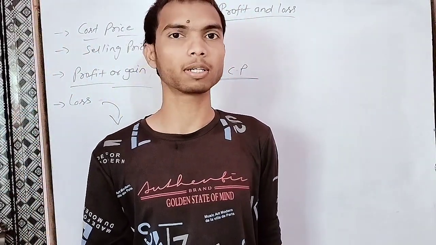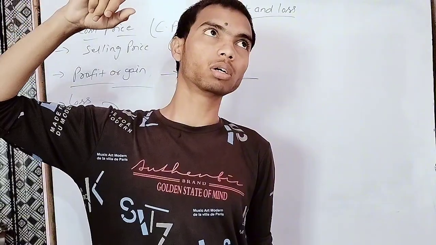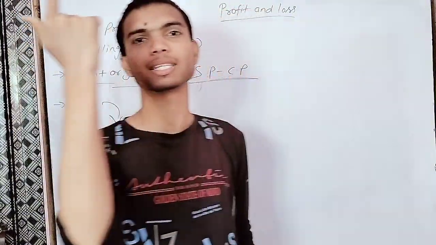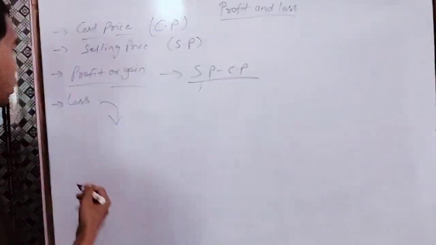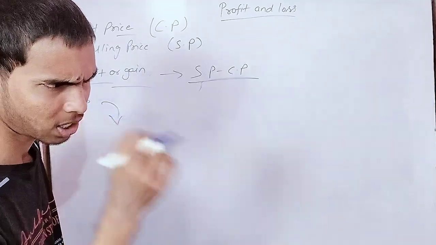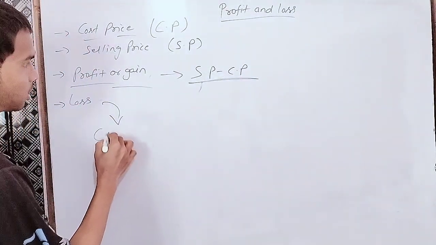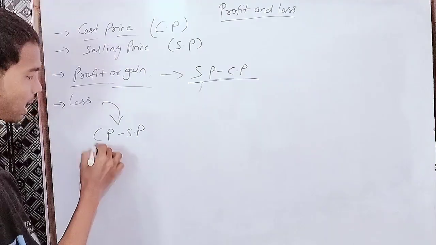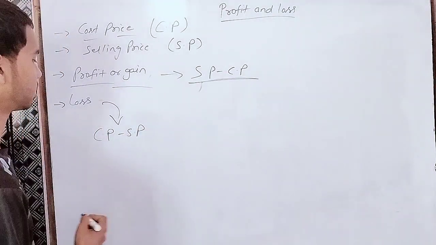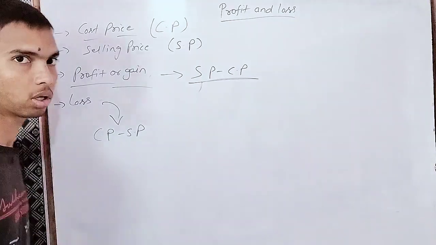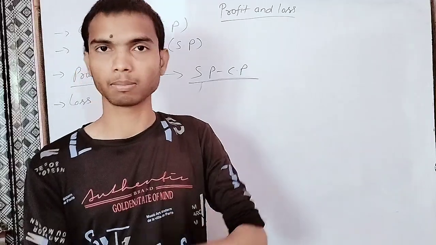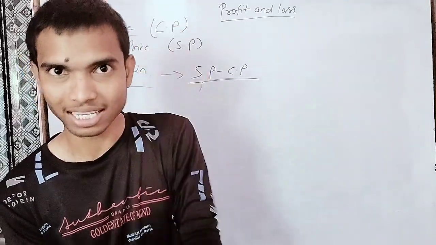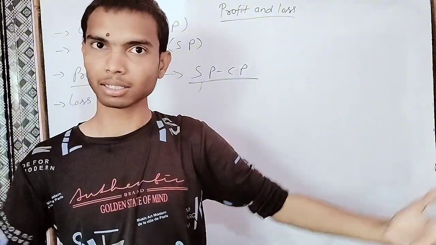Loss will happen when the selling price is low but the cost price is high. Selling price is low, but cost price is high. That is loss. So here we are saying that the cost price is high: CP minus SP. This is for loss. Loss will happen when the selling price of something is less than the cost price of that material. This is the sign of loss.